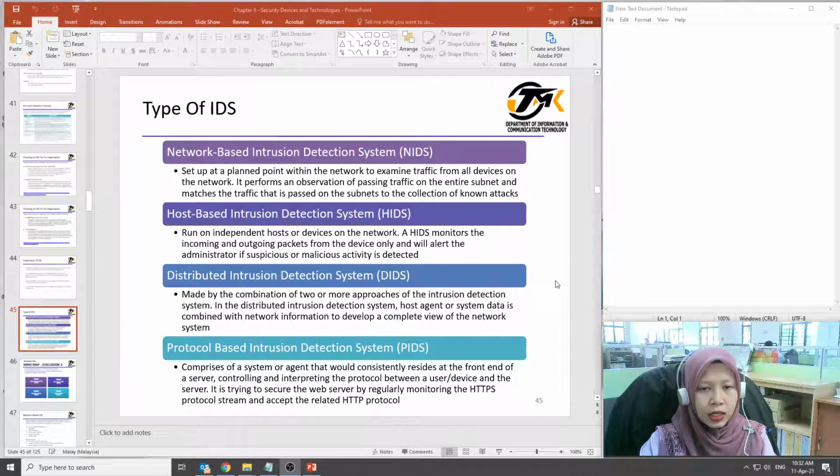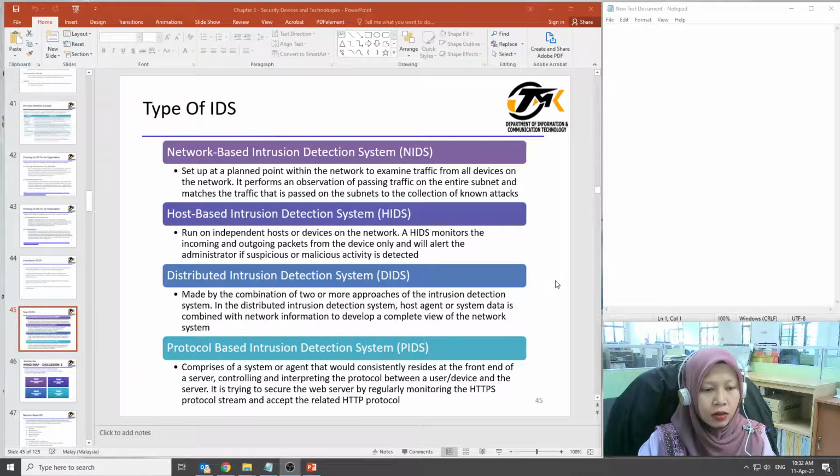So host based, usually we install it on the client. The client can be a PC, a workstation, or a laptop. So a host based intrusion detection system will detect any intrusion in the host itself. Usually we deploy the host intrusion detection system on the server.